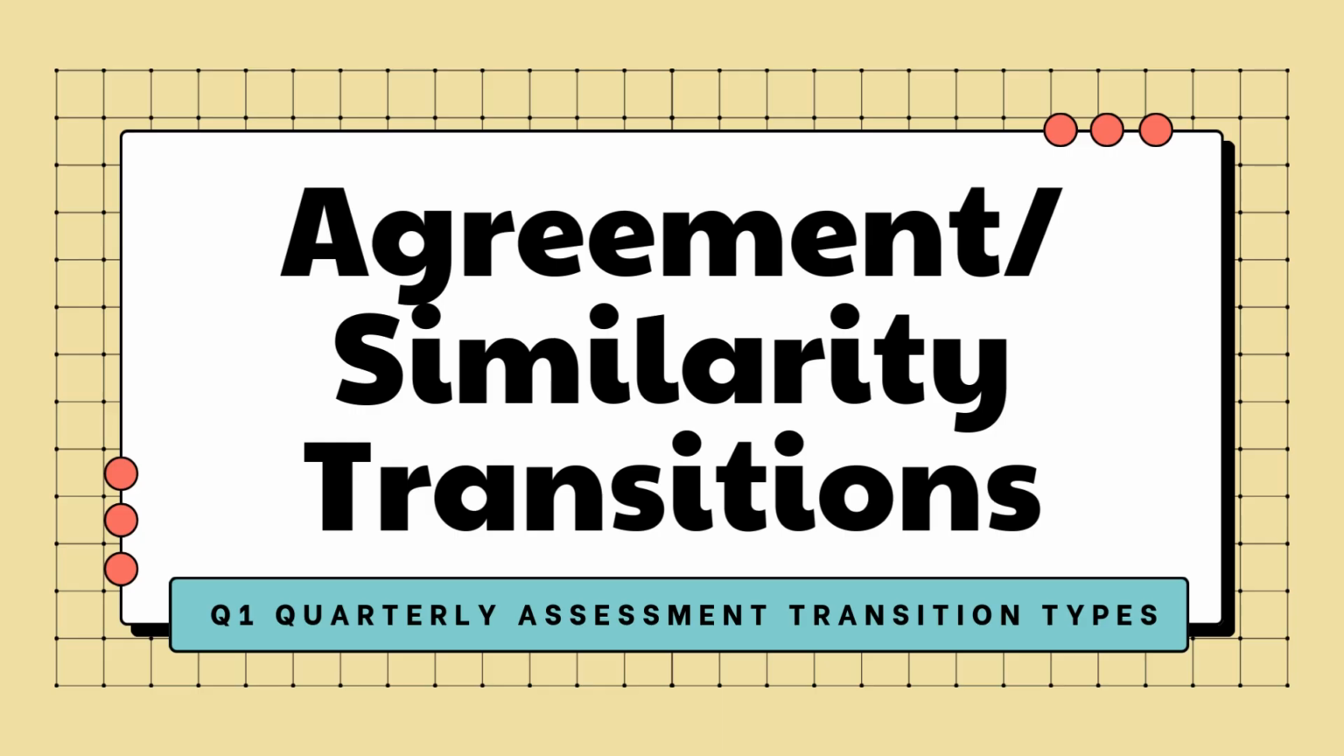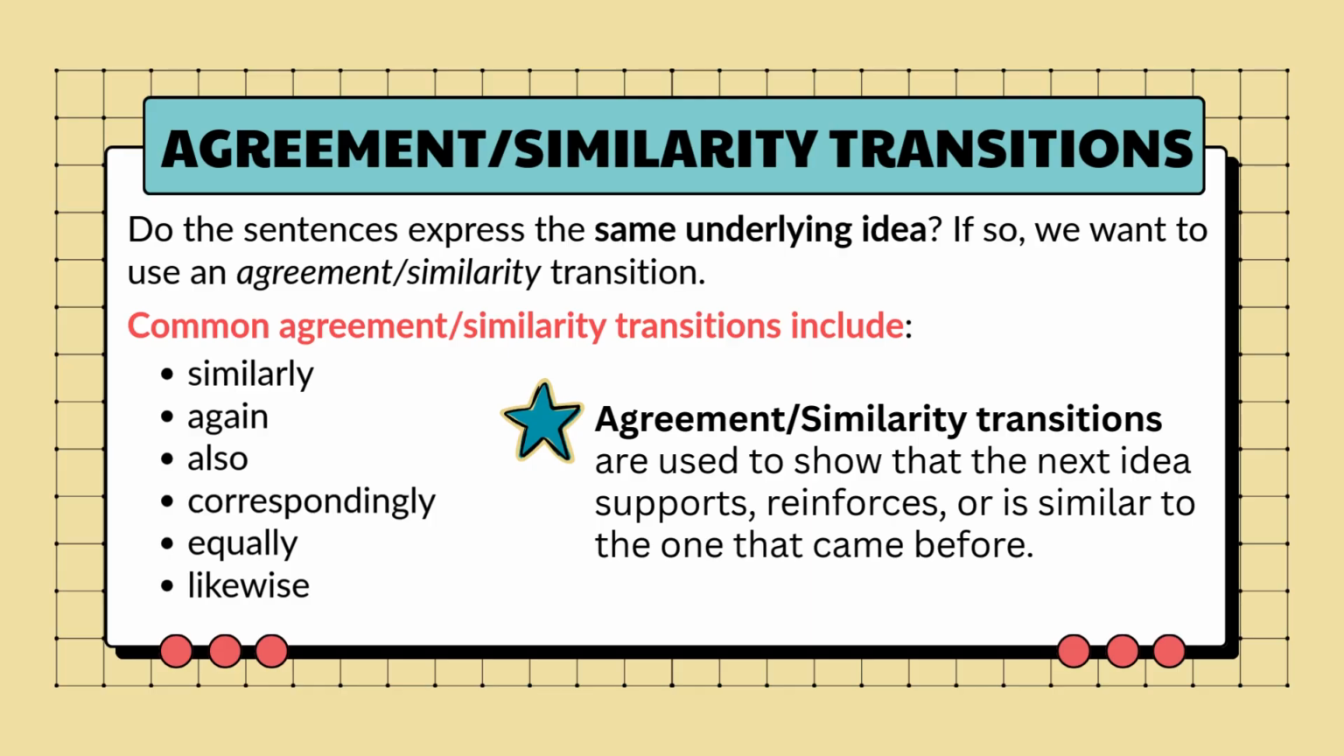The third and final transition type we will examine is agreement similarity transitions. Agreement similarity transitions are used to show that the next idea supports, reinforces, or is similar to the one that came before. Do the sentences express the same underlying idea? If so, we want to use an agreement similarity transition. Common agreement similarity transitions include similarly, again, also, correspondingly, equally, and likewise.